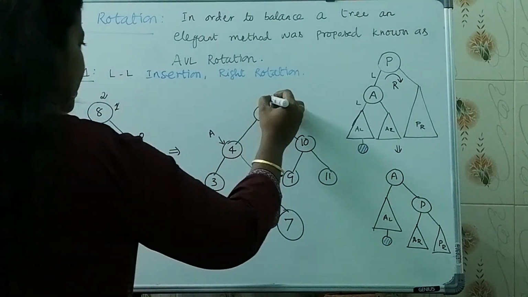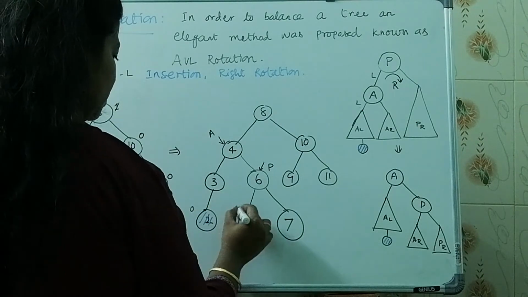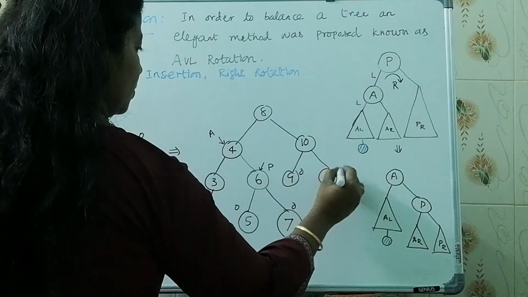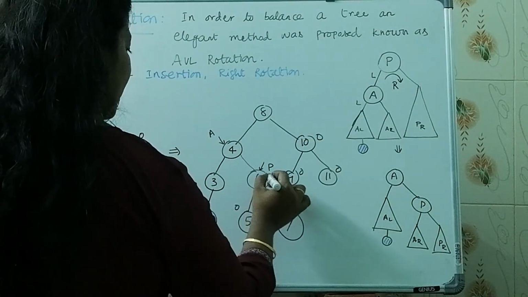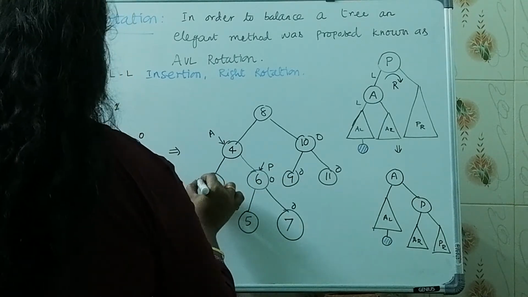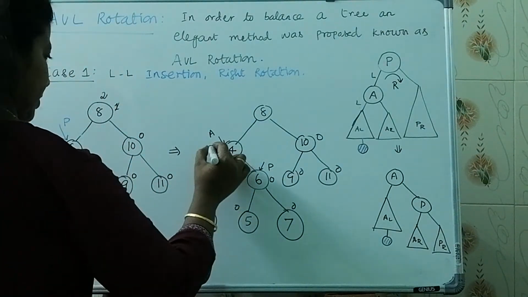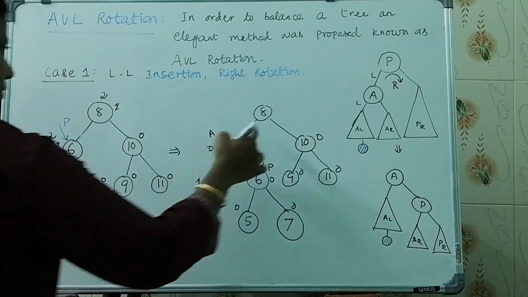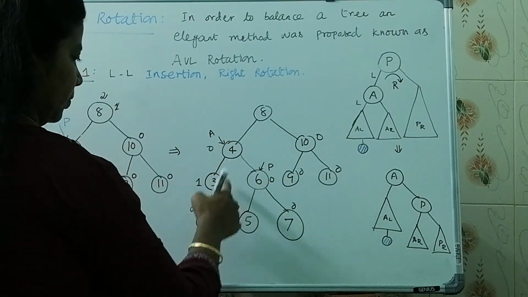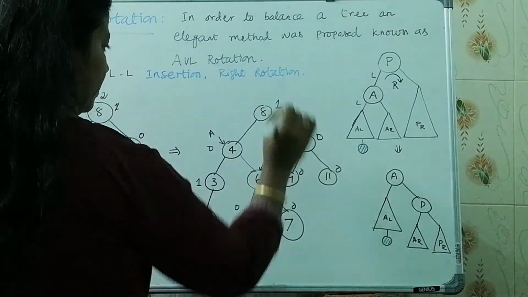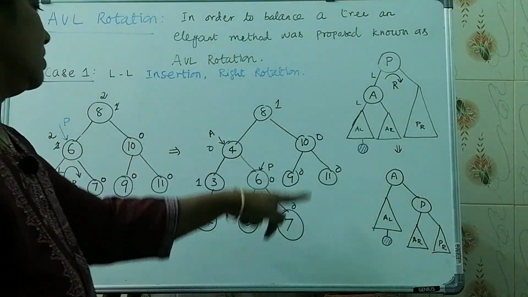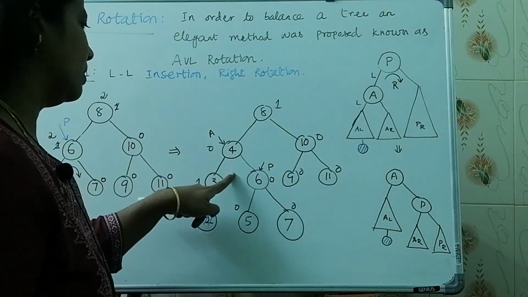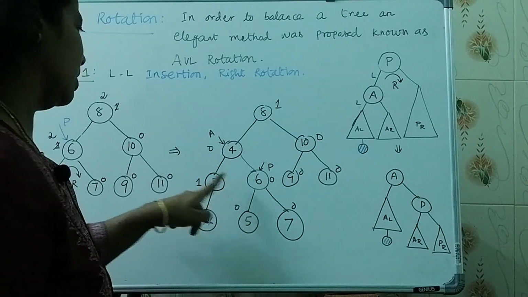Now let us give the balance factors. All these leaf nodes are 0, this also 0, for this also 0, and for this 1, and for this also 0, and for this 1, 2, 3, 3 minus 2 which is 1. Now you see every node in this tree satisfies the balance factor. Also it is a binary search tree.